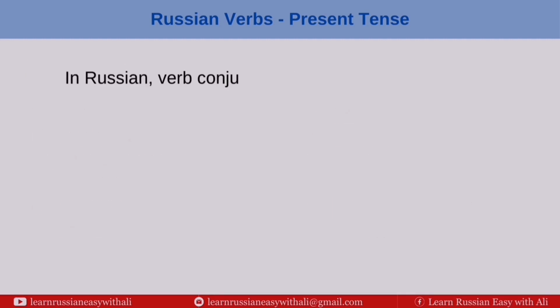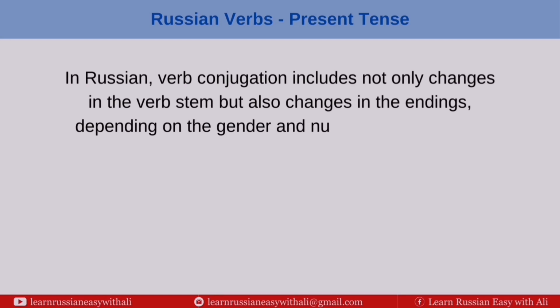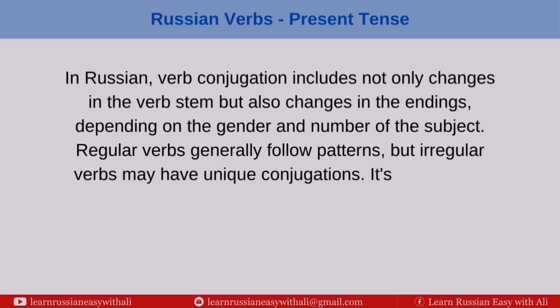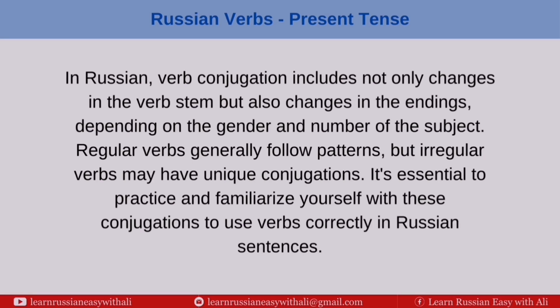In Russian, verb conjugation includes not only changes in the verb stem but also changes in the endings, depending on the gender and number of the subject. Regular verbs generally follow patterns, but irregular verbs may have unique conjugations. It's essential to practice and familiarize yourself with these conjugations to use verbs correctly in Russian sentences.